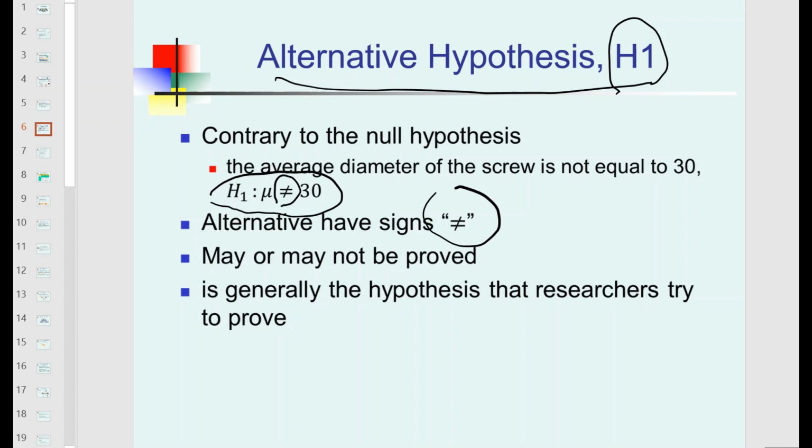It depends. After you run the steps of this hypothesis testing, you get the statistical value and the critical value, then you compare. Then we decide whether to reject or do not reject the H null.